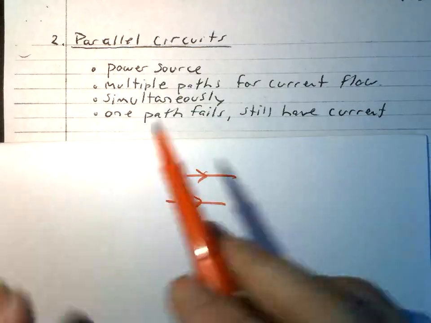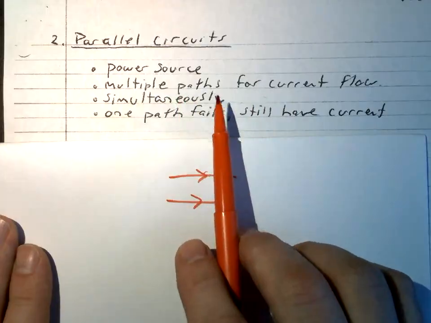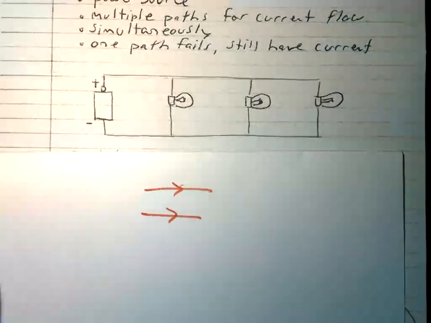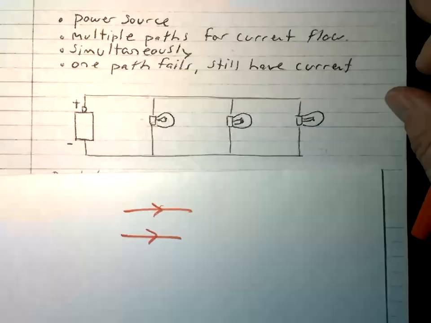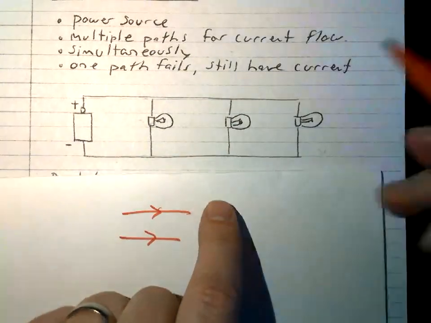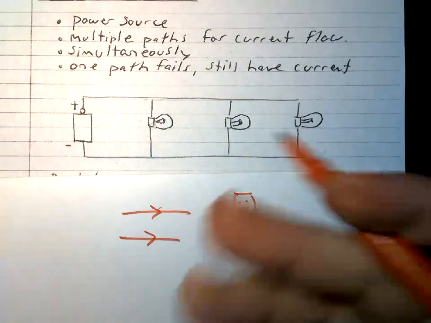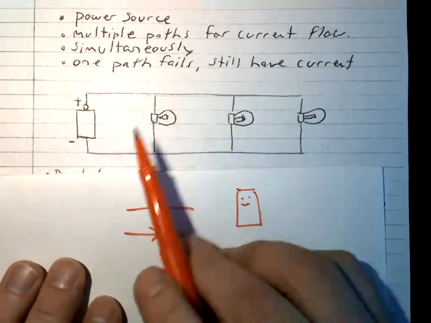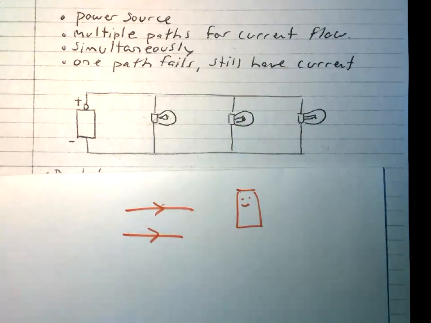But the kicker is, not the kicker, I guess it's a pro: if one path of the current fails, you still have current. And we're going to learn about that right now. So here's your setup. This is how your house or apartment is set up. If one of your plugs goes bye-bye in your walls, it's not going to affect the whole system. So if I turn on one light, the other light can still go on. It just has a lot more wiring that you have to worry about.